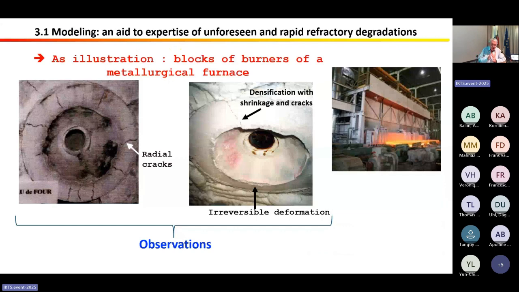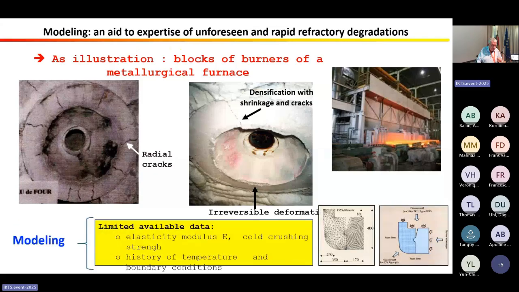First, expertise. Here you have a block of burners of a metallurgical furnace. What do we observe? We observe radial cracks and we have a densification of shrinkage and cracks. If you work in the field of refractories, you have to improve this situation.